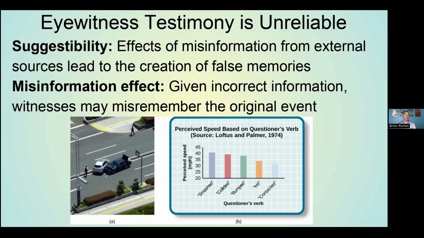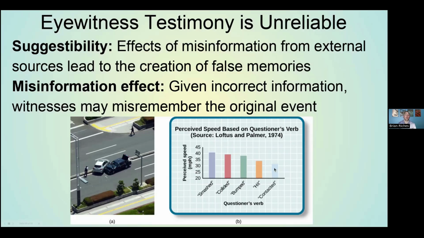One study found that when you asked participants a question about witnessing a car accident, say in a film, depending on the kind of verb that you used, people estimated the car's speed to be different. On average, people who were asked how fast the cars were going when they contacted each other versus bumped each other, versus smashed into each other, those who were told smashed estimated about 40 miles an hour versus contacted estimated about 30 miles an hour.